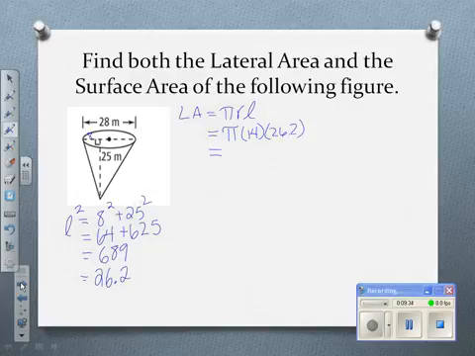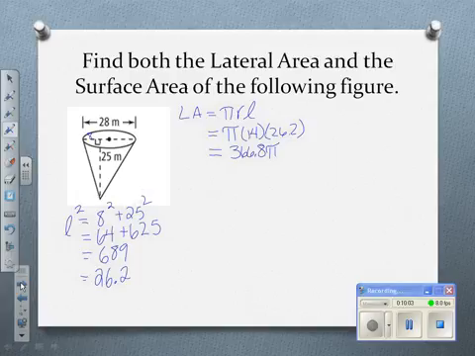So if I multiply that out, 14 times 26.2 is going to give me 366.8 pi. And I'm just going to leave it in terms of pi because the directions don't tell me what to do. And you guys know me, I like it simple, especially when I'm the one doing the work. When you guys aren't, we can make it a little harder.